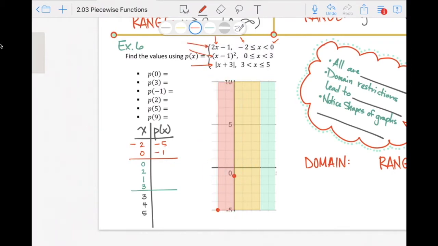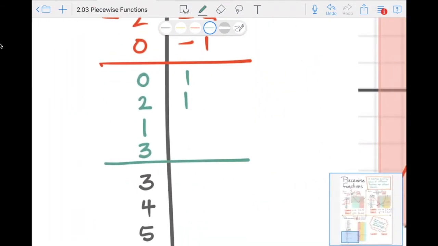Then we can go ahead and connect those 2 points with a line. Now let's do the parabola portion. So I'm going to plug in my numbers into the x right there. First, 0 minus 1 squared, so -1 squared is 1. 2 minus 1 is 1, and 1 squared is 1.